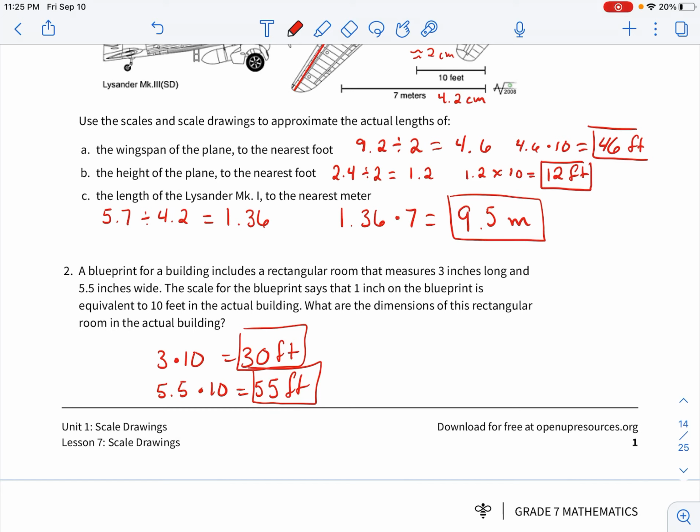The scale for the blueprint says that 1 inch on the blueprint is equivalent to 10 feet in the actual building. What are the dimensions of this rectangular room in the actual building?